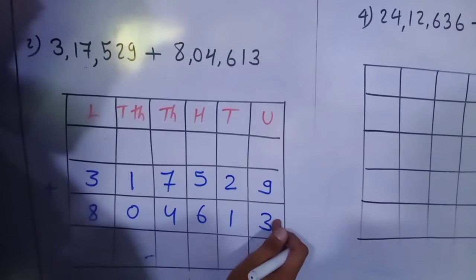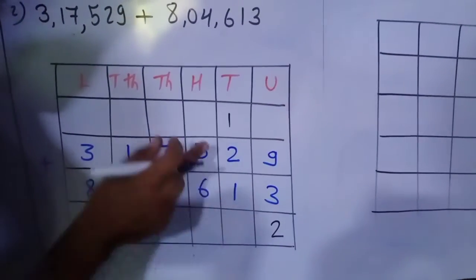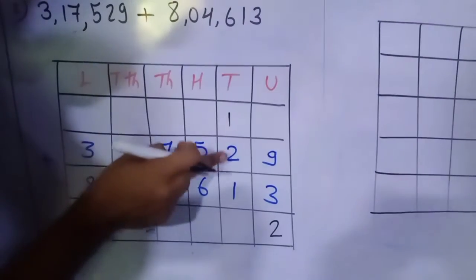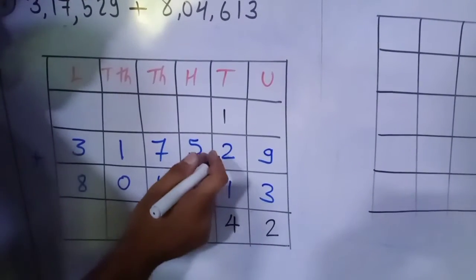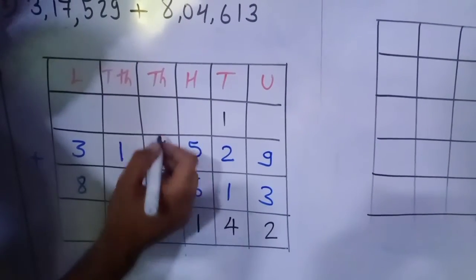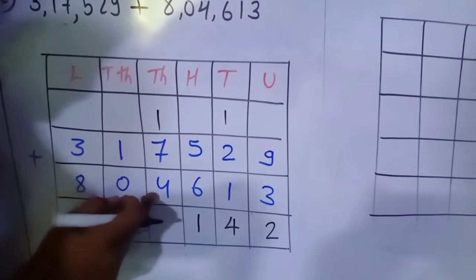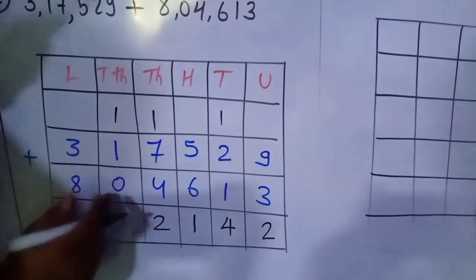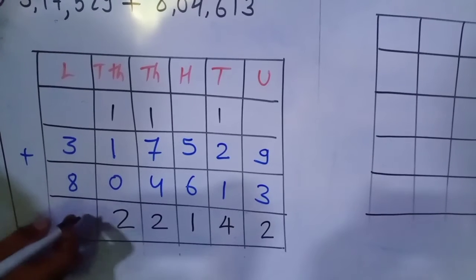9 plus 3, 12. 2 will be here and 1 carry to the second column. So 1 plus 2, 3 plus 1, 4. 5 plus 6, 11. Again 1 carry. 1 plus 7, 8. 8 plus 4, 12. 1 carry. 1 plus 1, 2 plus 0, 2. And here 3 plus 8, 11.